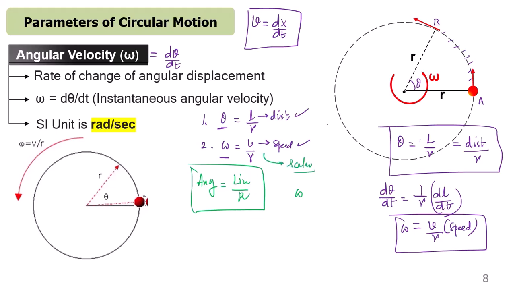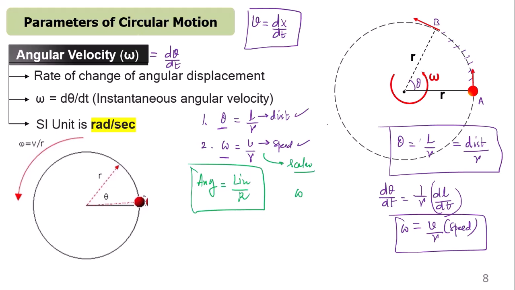Because v is a scalar quantity, r is also a scalar quantity. It is not a vector equation. Theta equals L by r. This is also a scalar equation. Why? L is the distance, r is the radius. Though they are vector quantities, I am using the expressions as scalar equations. So these are the scalar equations.